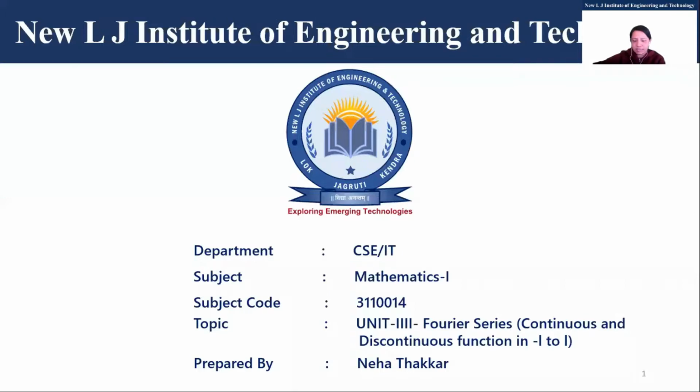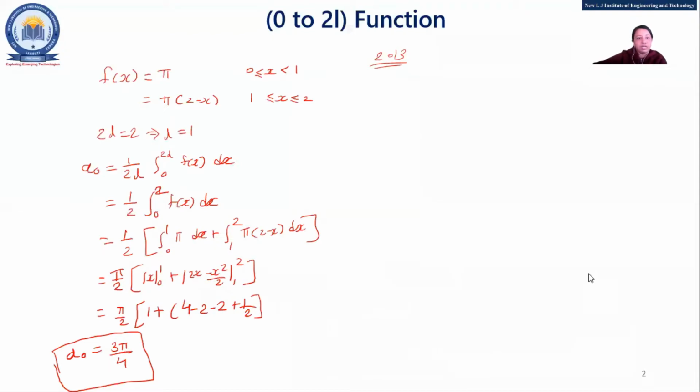But in the last lecture I gave one example, f(x) equal to pi, and another discontinuous function, pi minus x, in the interval of 0 to 2L, fine. So I think we have calculated A0 for that, and I asked you to calculate An and Bn. The example is this, and I think we have not calculated An and Bn.